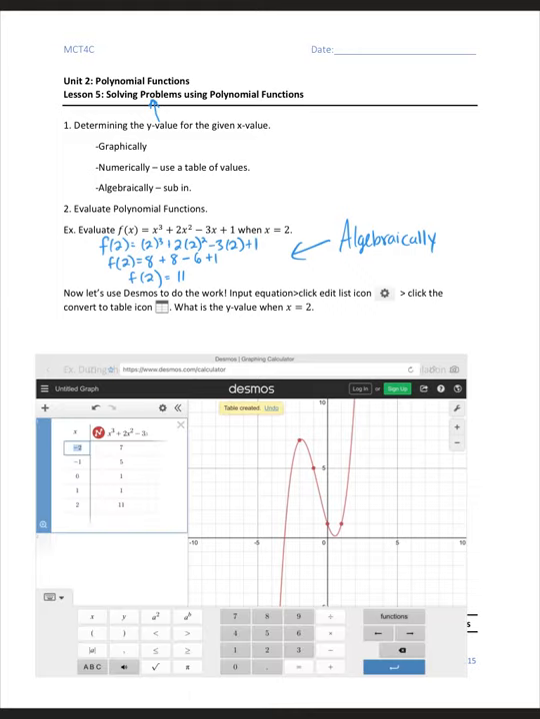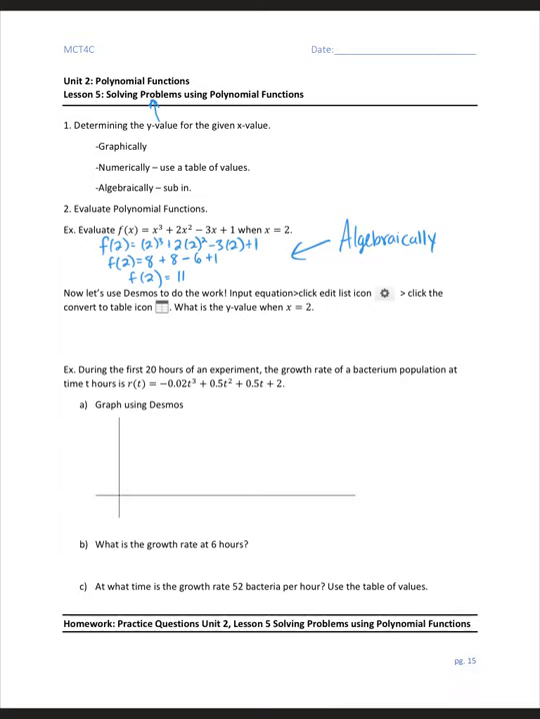If we click on that, then we can see our table of values, and if we scroll all the way down to where 2 is, so what is the y value when x equals 2, we can see that at that point y is 11. Okay, so we've used our table of values and we can see that y is 11. So we'll say when x equals 2, y equals 11. All right, and this is using our table of values.